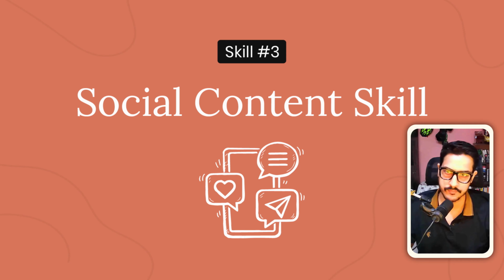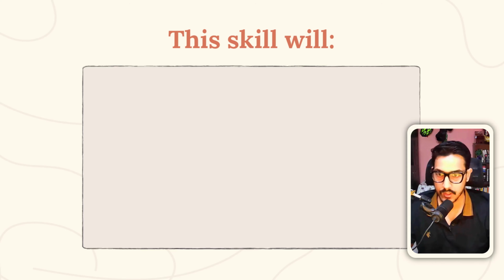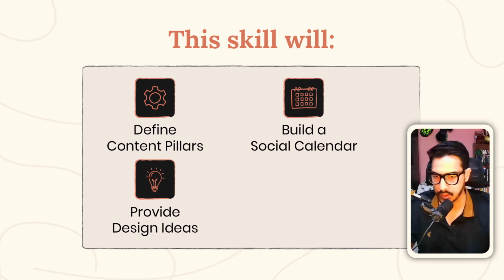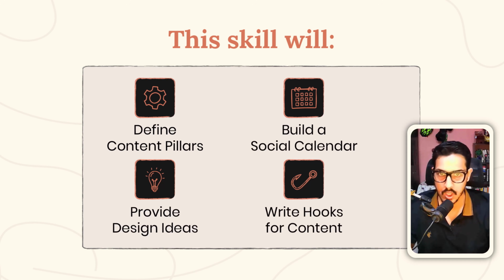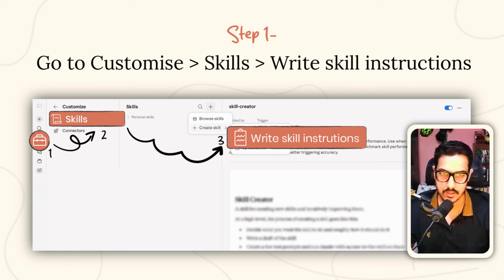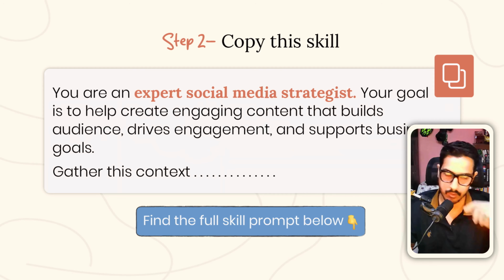Next, social content. So in social content, it's going to define your content pillars. It's going to give you a full calendar. It's going to give you design ideas, and it is also going to write hooks for your content. Hooks are really important, as you know. Again, we go to customize skills, skill instructions. We write the skill. I'll give you the direct link, which you can copy.